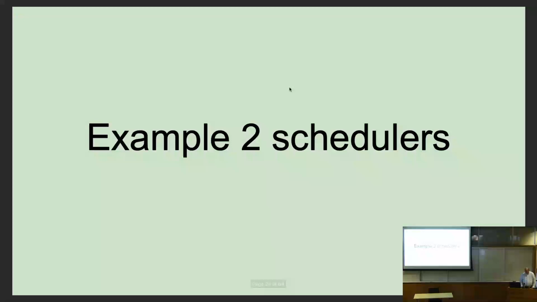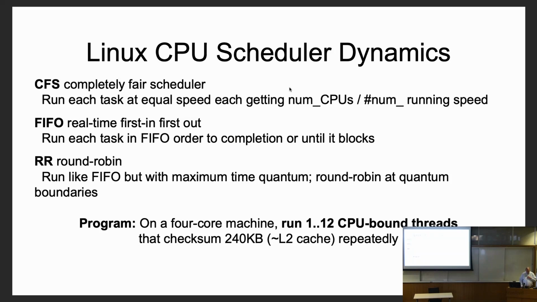So I took some traces of the Linux schedulers. There's the completely fair scheduler, CFS, which is the default, and it simply runs each task at equal speed. Each task is supposed to get, if you have five CPUs and 50 tasks, 1/10 of the CPU time. The first-in, first-out scheduler is intended to be a real-time scheduler, where the first program that arrives runs to completion, and then the next thing runs, and then the next thing, first-in, first-out.